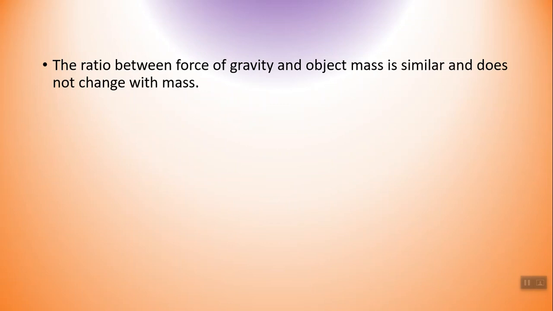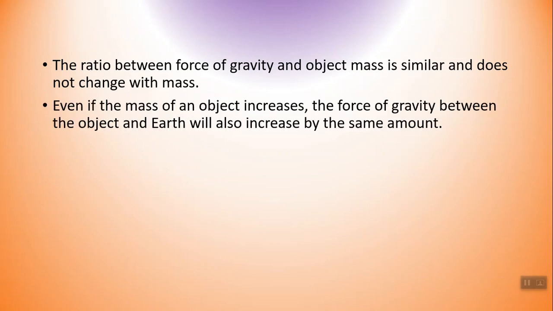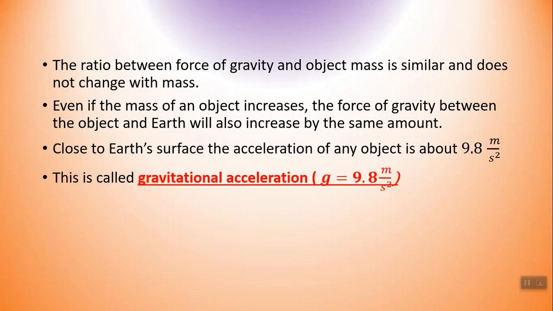Always, the ratio between the force of gravity and the object's mass is the same and does not change with mass. Even if the mass of an object increases, the force of gravity between the object and Earth will also increase by the same amount. Close to the Earth's surface, the acceleration of any object is about 9.8 meters per second squared, and it's called the gravitational acceleration, indicated as g, which is equal to 9.8 meters per second squared.